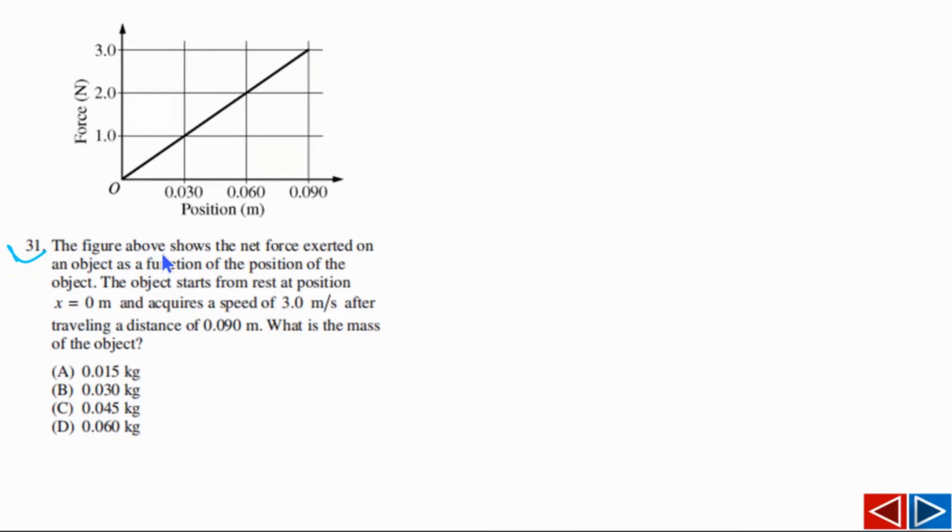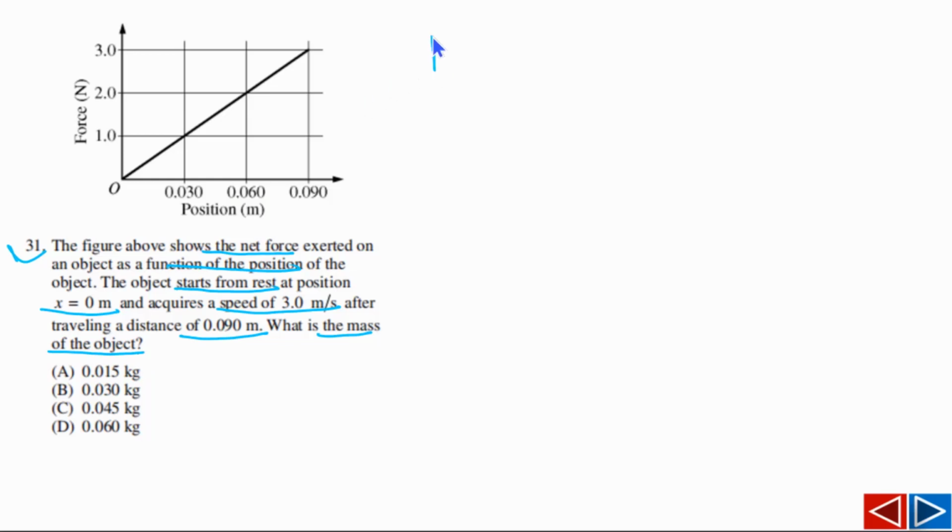Question 31 says the figure above shows the net force exerted on an object as a function of the position of the object. The object starts from rest at position x equal to 0 meters and acquires a speed of 3.0 meters per second after traveling a distance of 0.090 meters. What is the mass of the object?